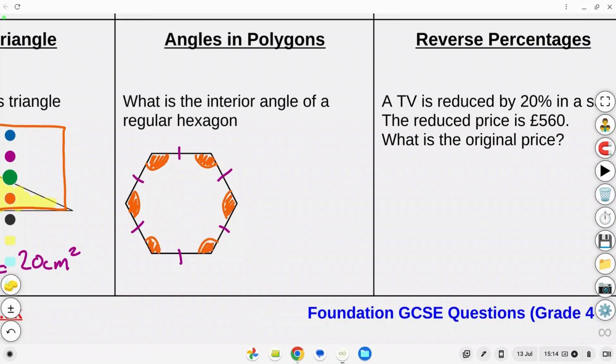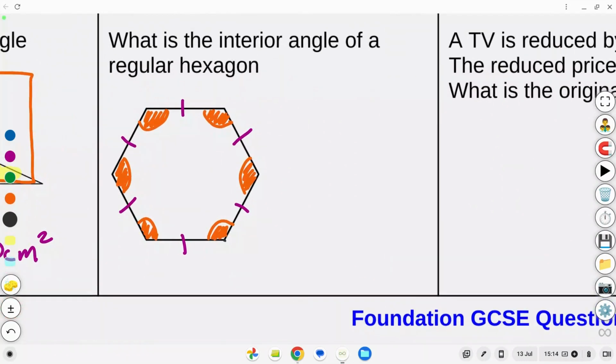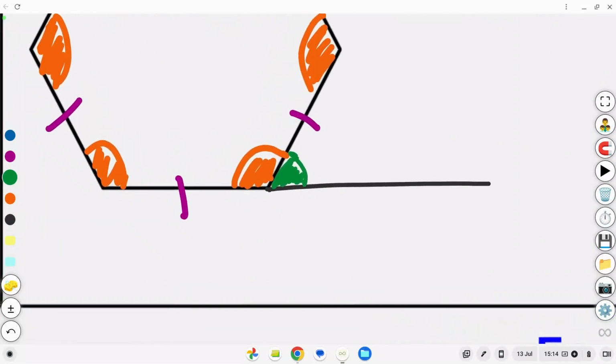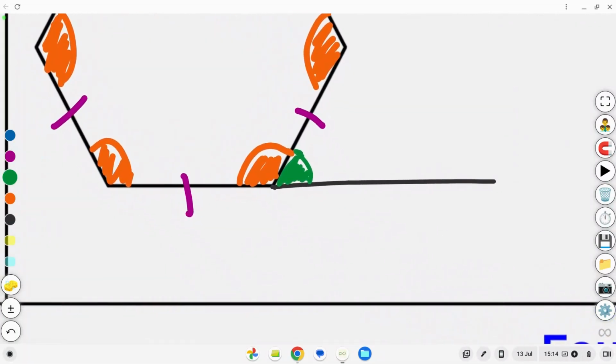Now the exterior angles exist if you carry on one of the sides. So creating a straight line, the exterior angle is the green angle, the interior angle is the orange angle. If you know one, you can find out the other. Because they're on a straight line, these two angles add up to 180.